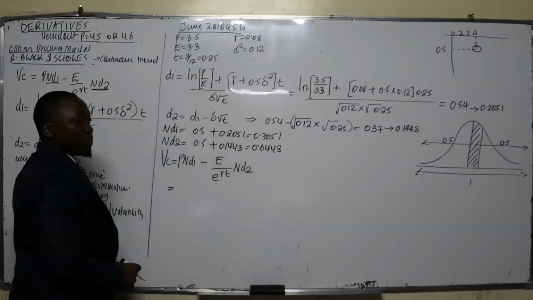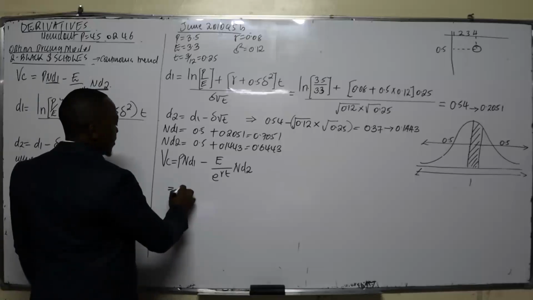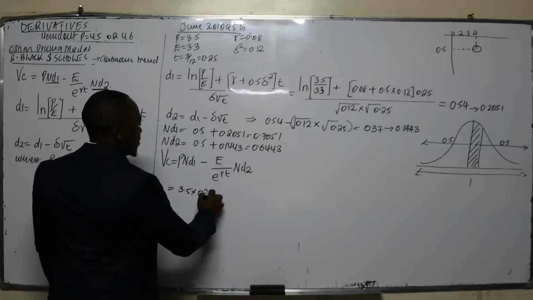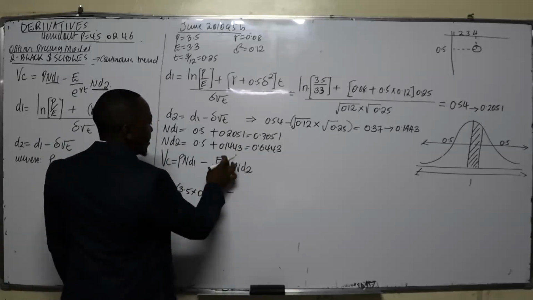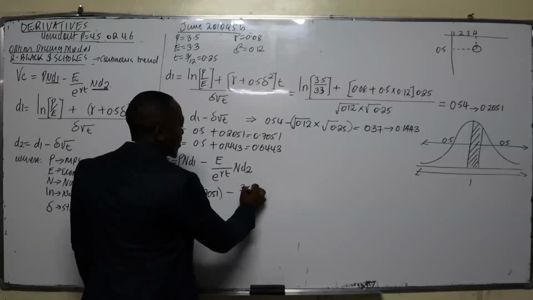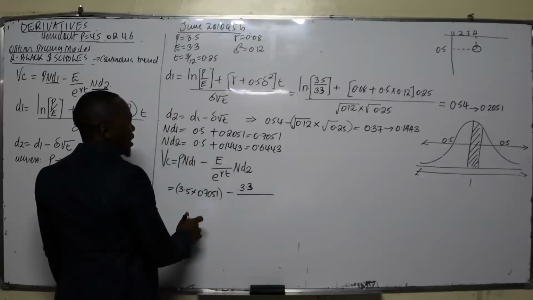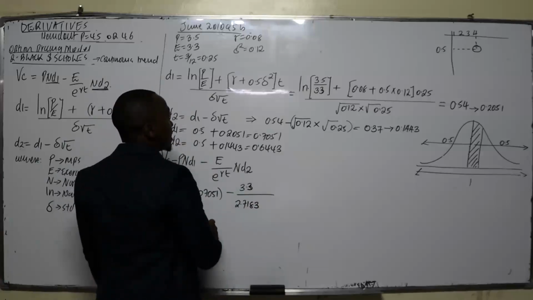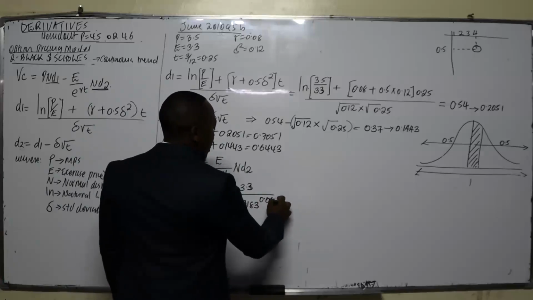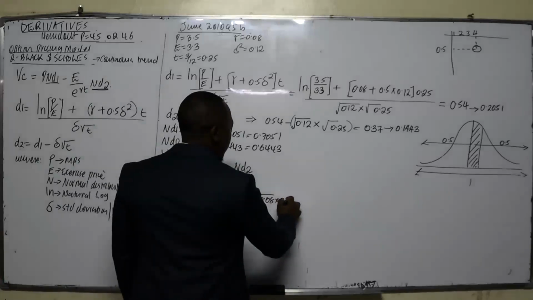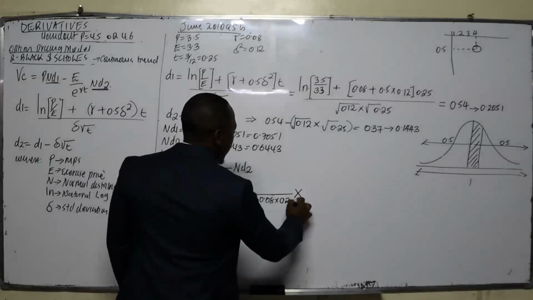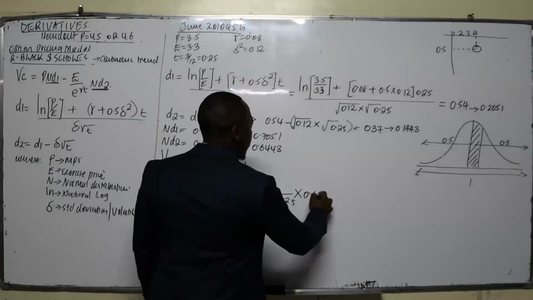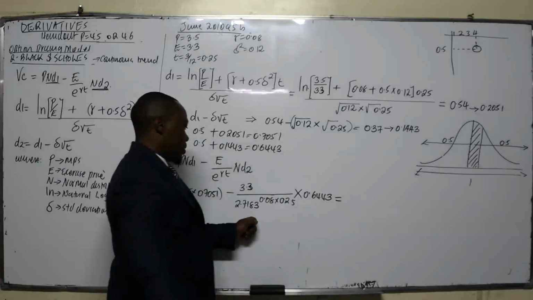So we have P. How much was P? 3.5. Then you multiply by N(d1), which is 0.7051, minus the exercise price, which was 3.3. You divide by e, 2.7183, raised to power rt. R was 0.08 and t was 0.25. All of it you multiply by N(d2), so our N(d2) we have it as 0.6443.